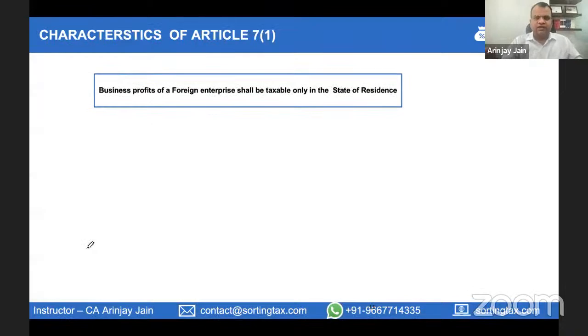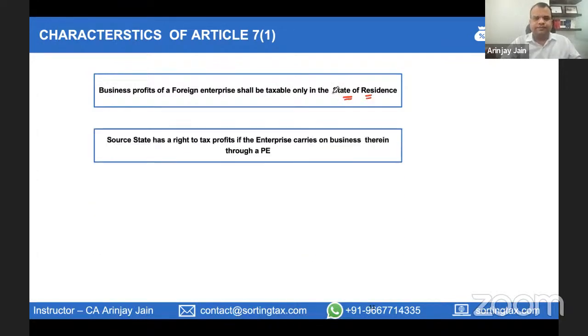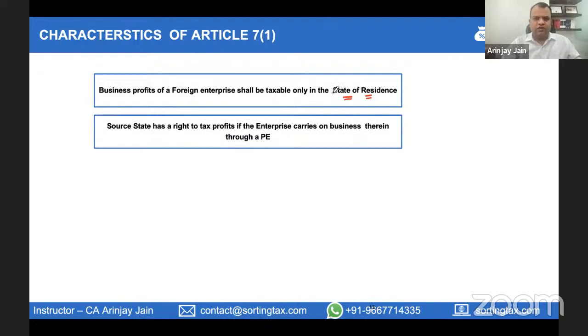So some of the key characteristics of this particular clause is that the business profits will be taxable only in the state of residence. That's the rule. The source state has a right to tax profit if the enterprise, the foreign company, carries on business in the source state through a permanent establishment. So first condition, carry on business. Where? In the source state. How? Through a permanent establishment. And how do you identify a permanent establishment? You go to Article 5.